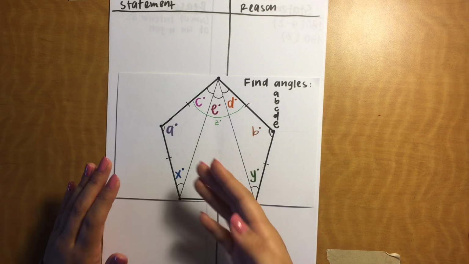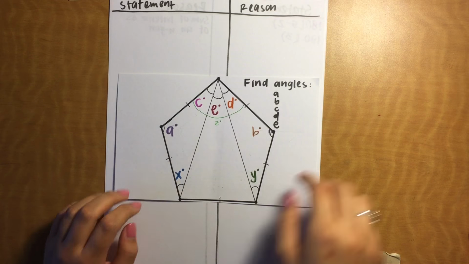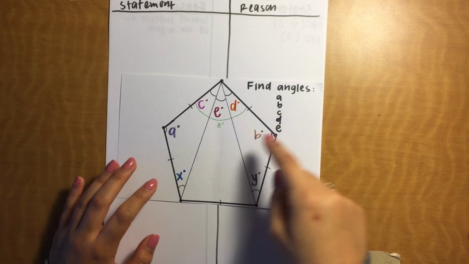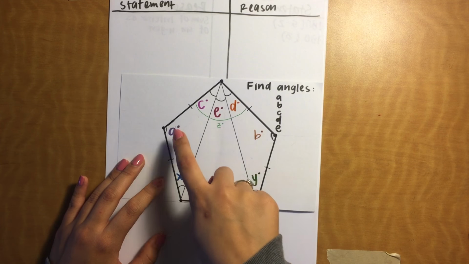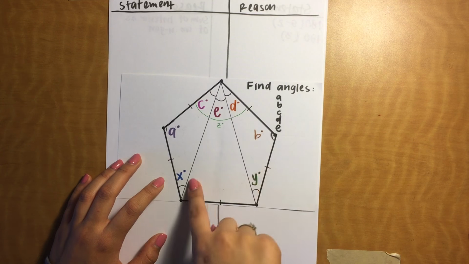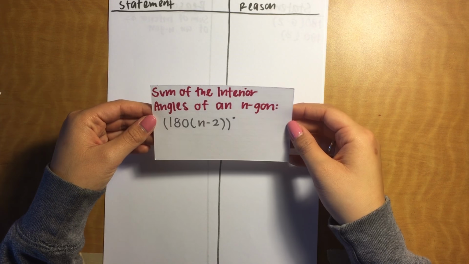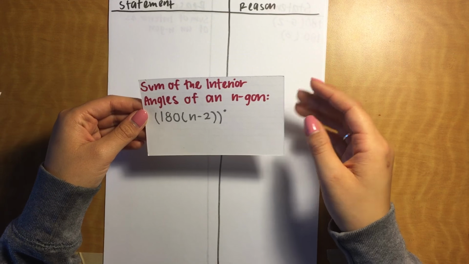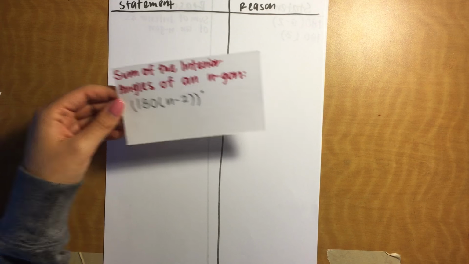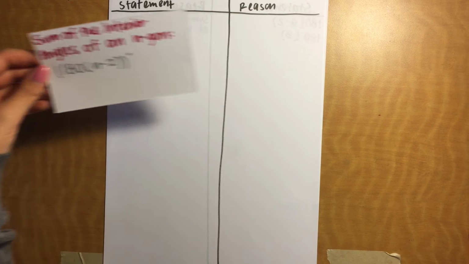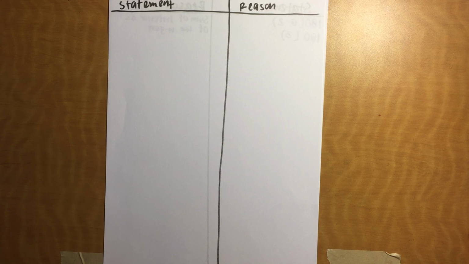So to begin, we're going to want to find angle A and angle B. If we find the sum of the interior angles, so the sum of all these angles added up, we can just find one of them, since we can find the sum and then divide by 5. The sum of the interior angles of an n-gon, n just being the number of sides, is 180 times (n minus 2) degrees. So if we plug in 5 there, we'll be able to find angle A.